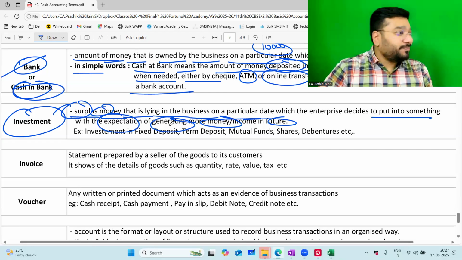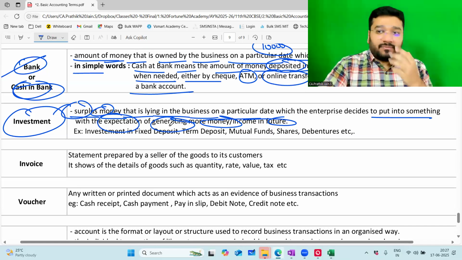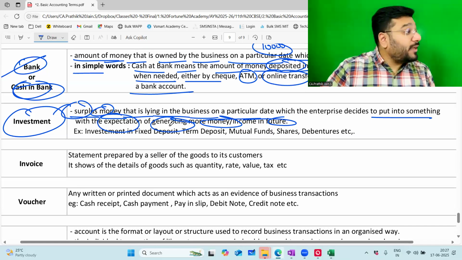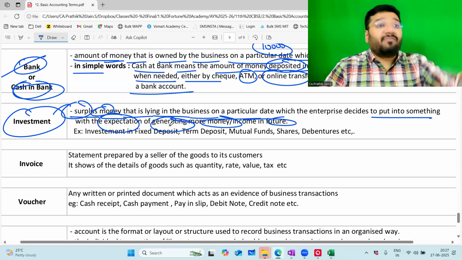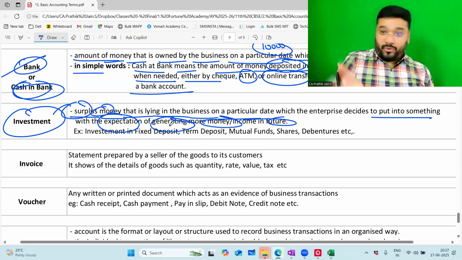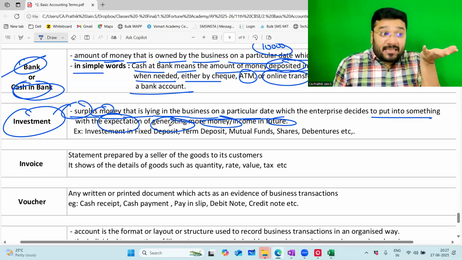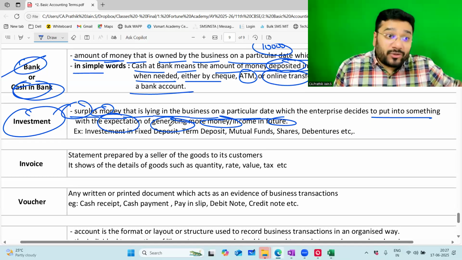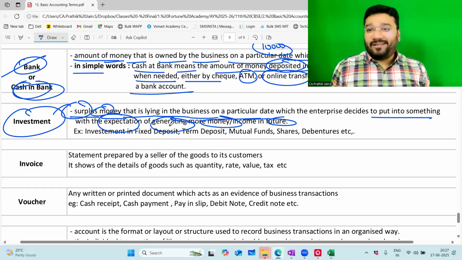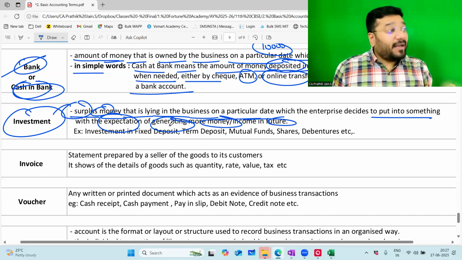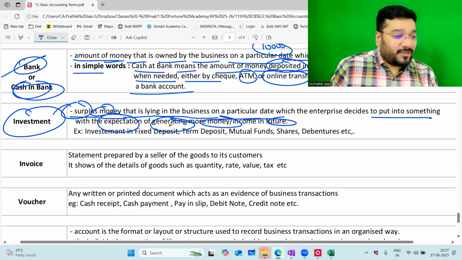I get tuition fees from you. After all expenditure, I have some money left. This money, what to do? I don't know. So I say I'll invest it somewhere. I work hard to get more money, and this surplus money in the business, I deploy that also into some work, so that money is earning more money. The process of earning money from money is called investment.